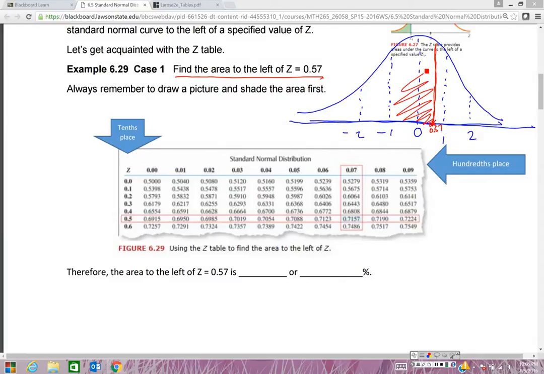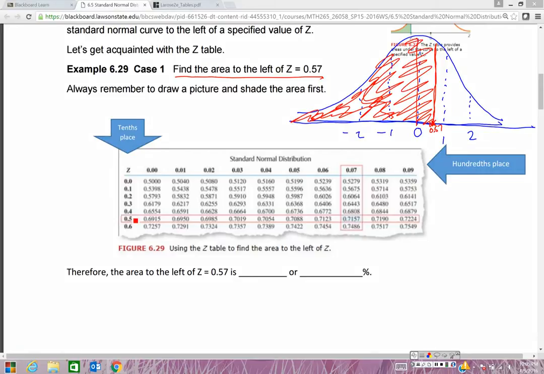So this area. Now if you just look at it, you should be able to tell that that's definitely more than 50% of the bell curve, right? That's definitely more than 50%. So if I find a value on the table and it's not lining up with what I'm seeing visually, then you know that you didn't do something right. So we know that it should be more than 50%.